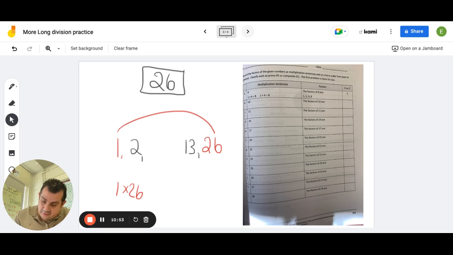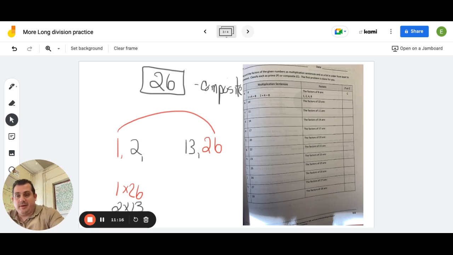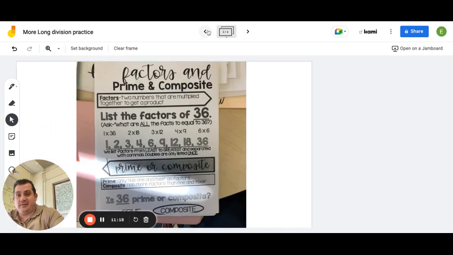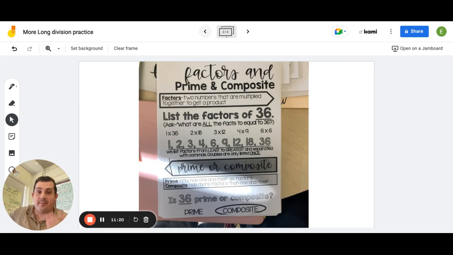So it's 2 times 13. That is your only multiplication sentence that goes with it. Your factors are 1, 2, 13, and 26. And that would also be a composite number. Okay, so that is how you find the factor pairs for a number. That is how you determine if it is prime or composite.